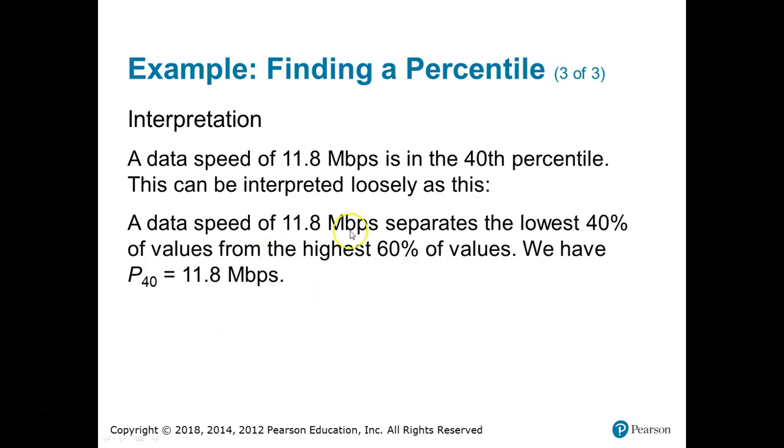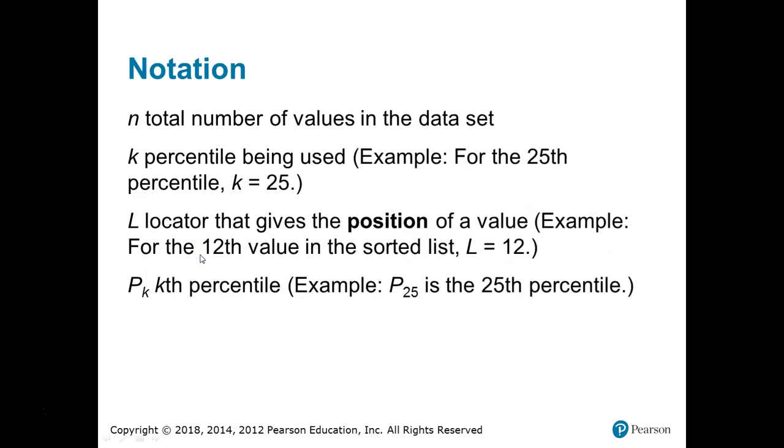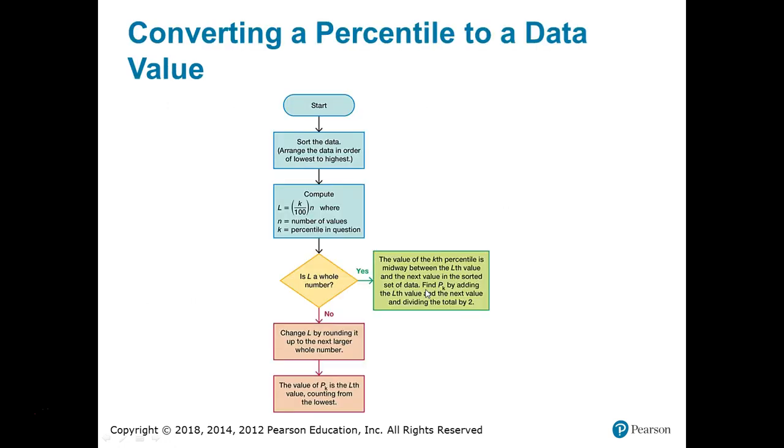So the P of 40 separates the lower 40% of values from the highest 60% of values. Just your notation: N is the total number of values in a data set. That's common. K is the percentile being used. So P of 25 right here, this 25 is the K value. L gives you the position of a value, and P of K is just going to be the percentile of the given percentile being used.